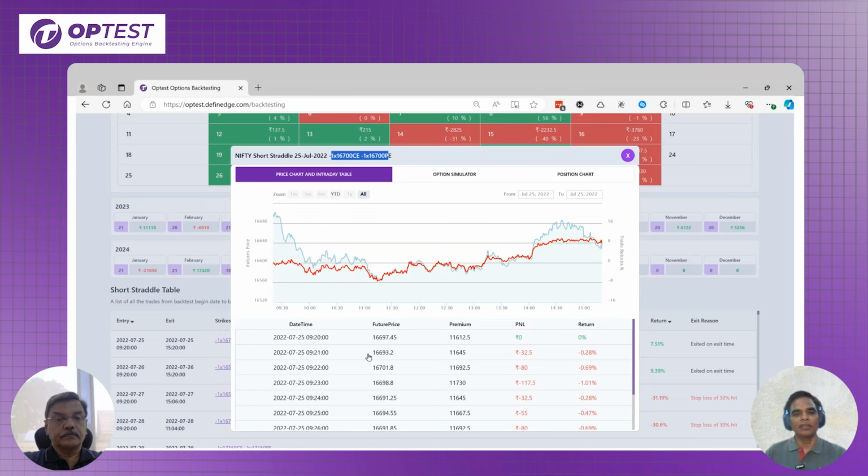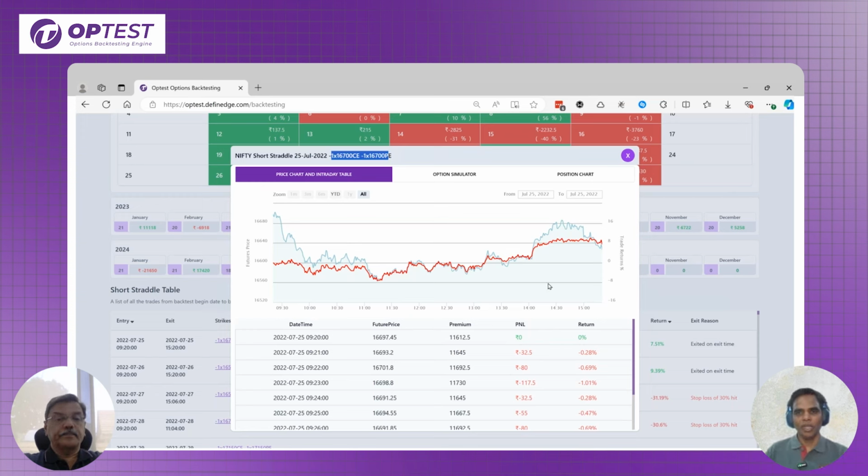And then you'll also see what was the time. So each and every time point is shown here, 9:20, 9:21, 9:22, up to 3:20 if it didn't exit till that time. So every single minute it is showing the return: future price, premium, what was the P&L, what was the return for the trade. So this is return as a percentage of premium.